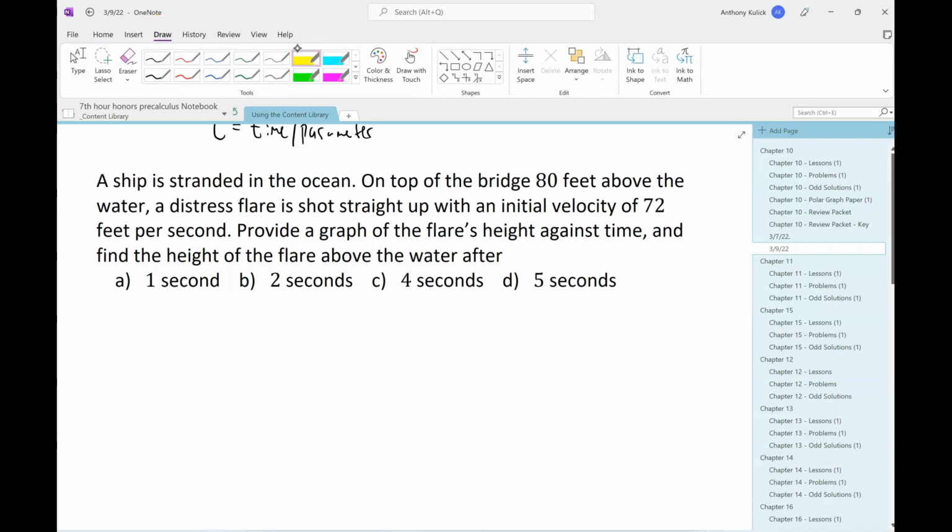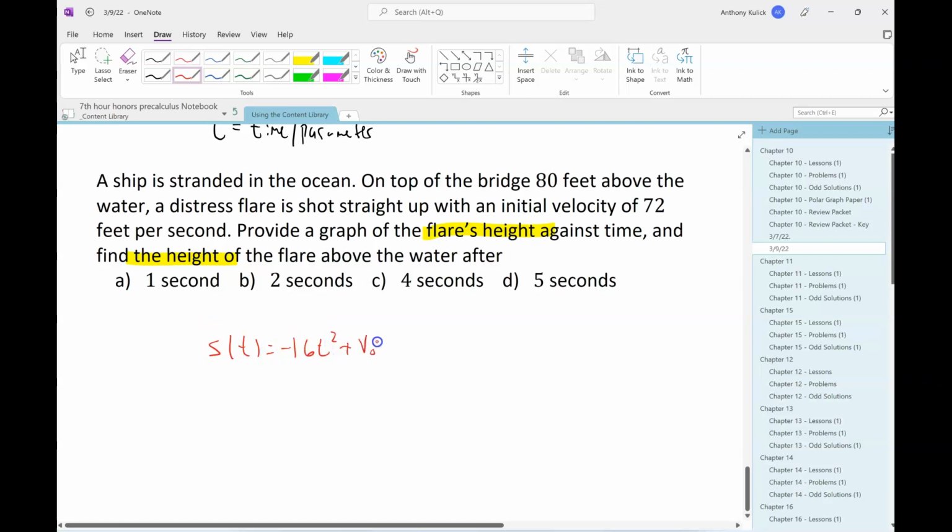So, which equation do I need to use, the position or velocity equation here? Read the question again. It's position, right? Because it's asking for the flare's height. That's a position, so we're going to need to be using that position function. So notice this is a Cartesian function that we've described here.